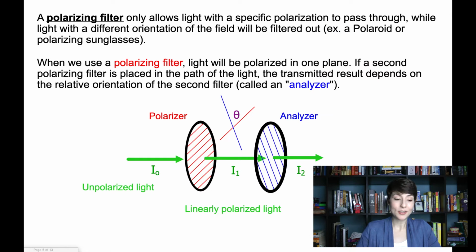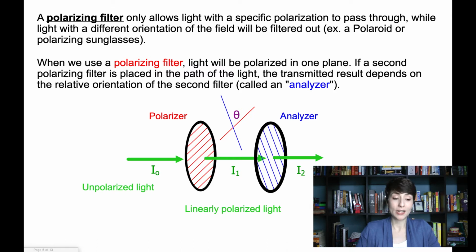A polarizing filter is something that only allows light with a specific polarization to pass through, while light with any other orientation of field gets filtered out. So for example, a Polaroid will do this. So will sunglasses. If you've got some fancy sunglasses that are polarized, they will do this as well.